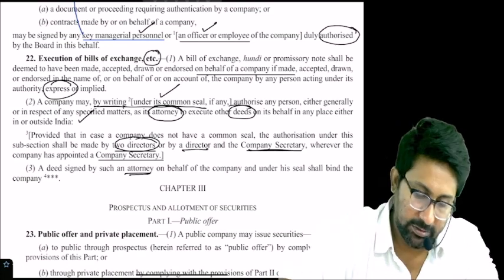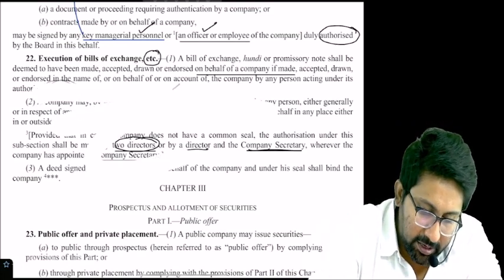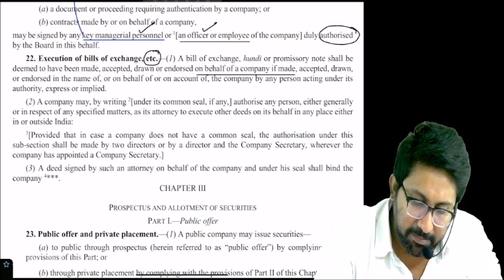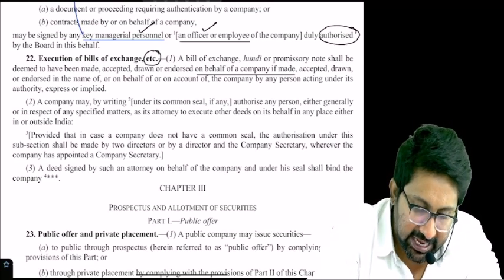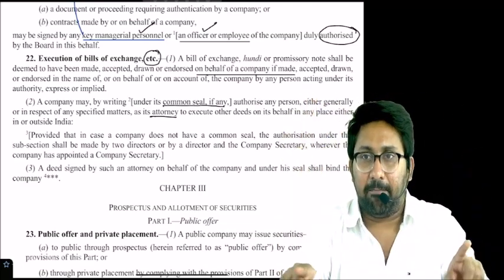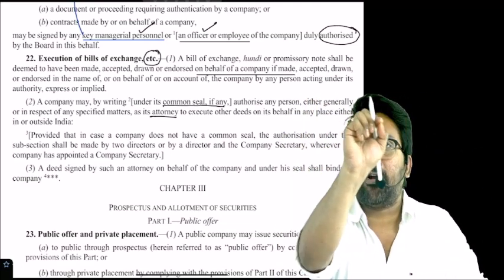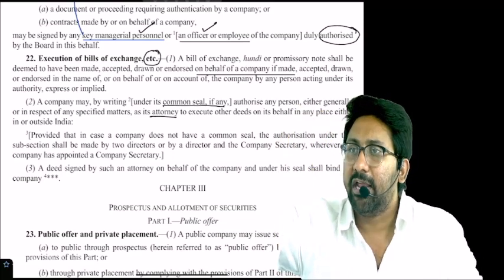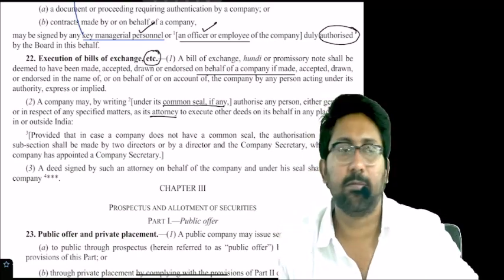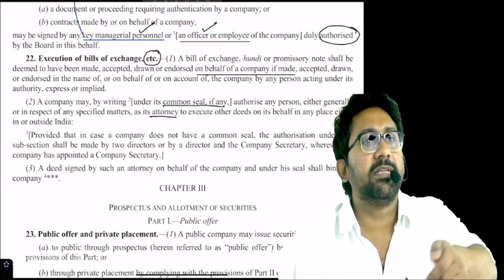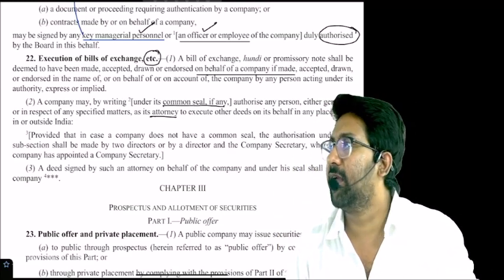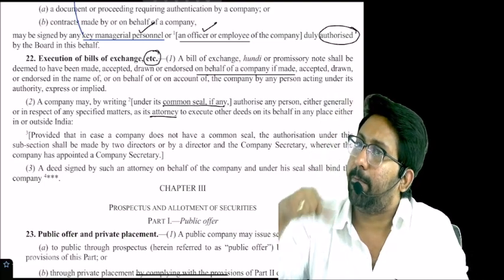Clear? See there. A company may, by writing under its common seal, if any, authorize any person either generally or in respect of specified matters as its attorney. It means, if a common seal is there, take a stamp paper. Kaushik Mukesh, a director of the company, has a right to sign any deeds on behalf of the company. If you write this, only Kaushik Mukesh will have the right. Because who decided that? The common seal; they have decided. They wrote it and affixed the common seal. Clear? Common seal means the company is authorizing it.